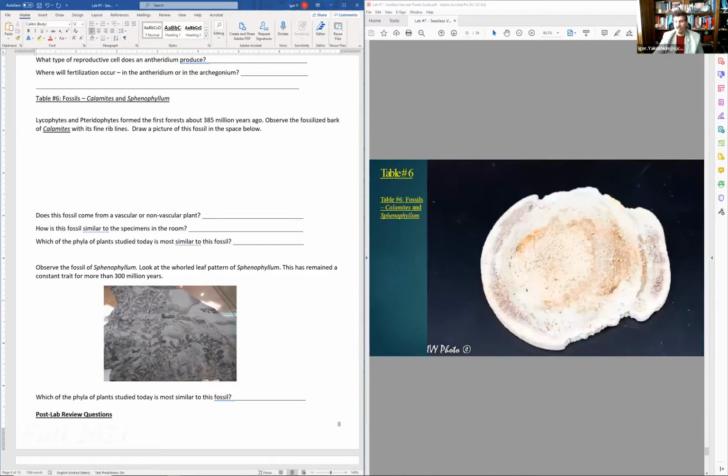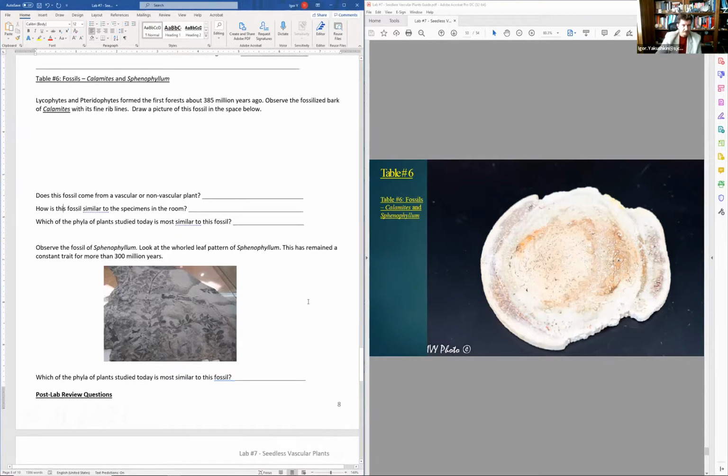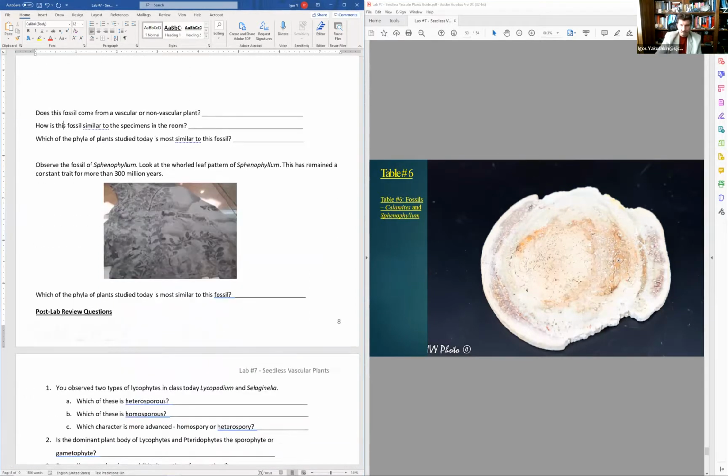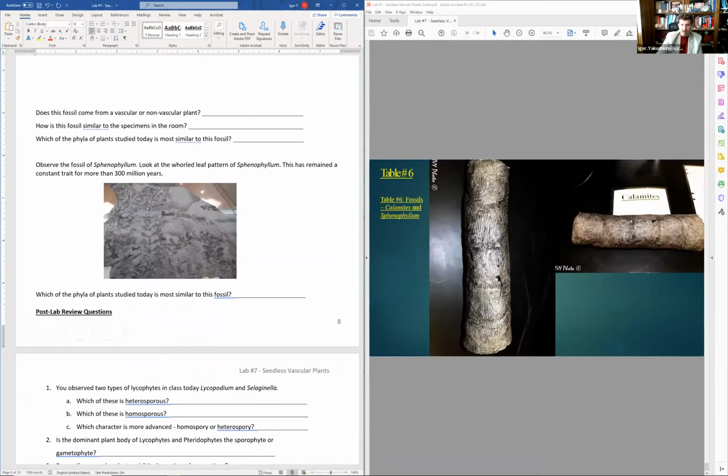This is the cross section from the fern, and you can see the vascular bundles. So it's clearly a vascular stem. And here we're looking at the calamites. This is how it's horizontal. Now it's vertical. That's the stem. Again, ridges. And look, these are the nodes. This is where the leaves were coming out. It's pretty much a piece of coal nowadays.